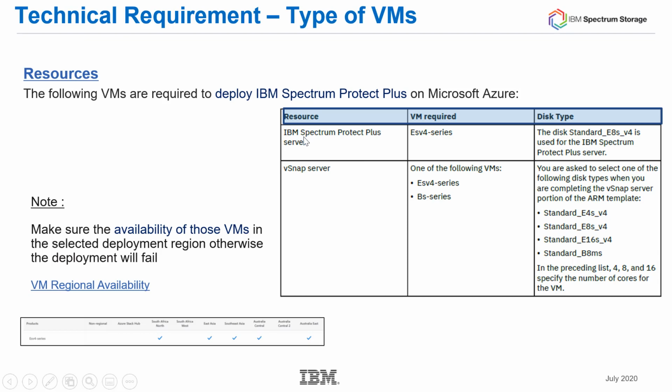So you'll see for the Spectrum Protect Plus server, which would be all in cloud, we do require an ESV4 series virtual machine, and then the disks we mentioned here as well. Now these disk types will automatically show up once you make this selection. You won't be able to force the disk types or the virtual machines. And then of course with the vSnap server, here's what we support as well: ESV4 series as well as the BS series.